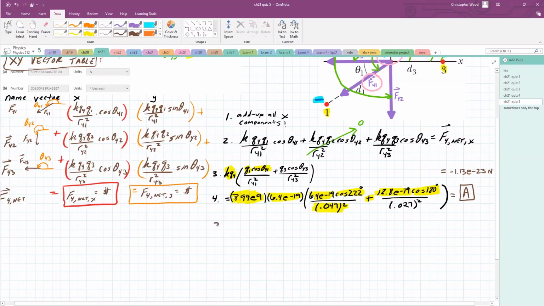I'm going to do the same thing here. Let me change markers a bit more than that. I'm going to do the same thing for Y, number 5. I'm going to go over here. Number 5. Add up all Y components, just like I did for X. And I'm going to do the same thing for Y.